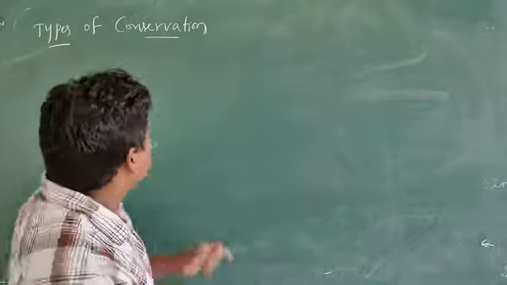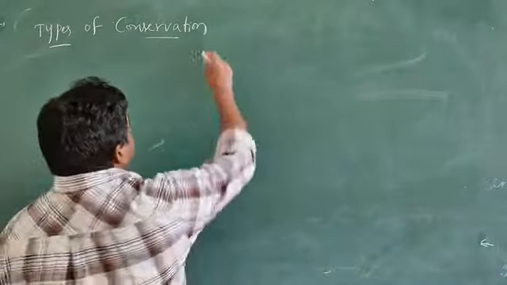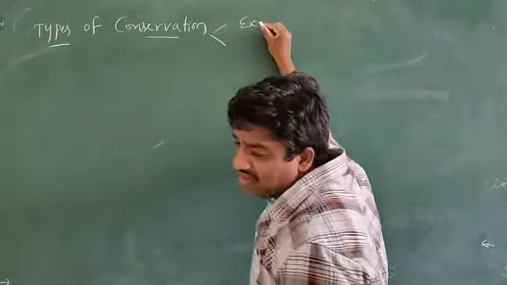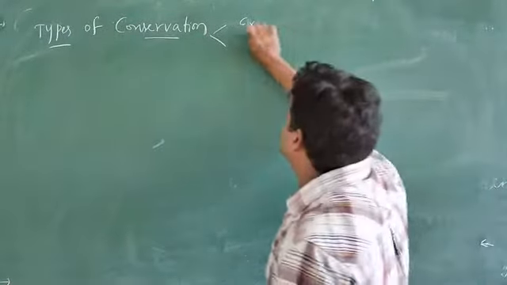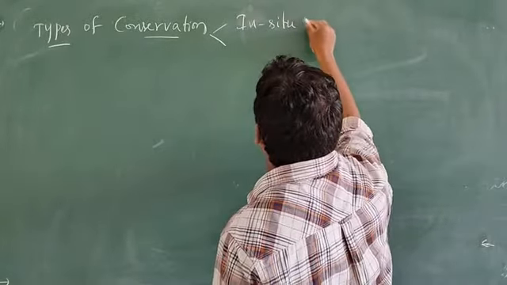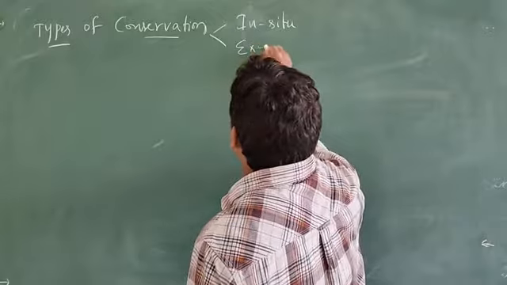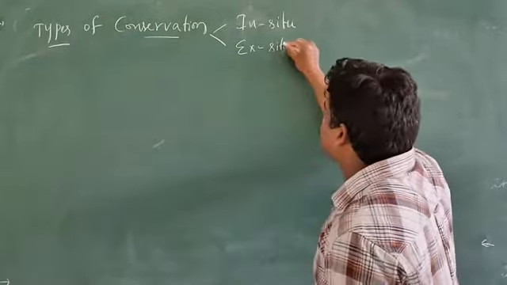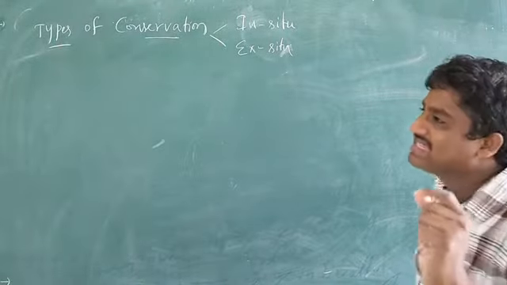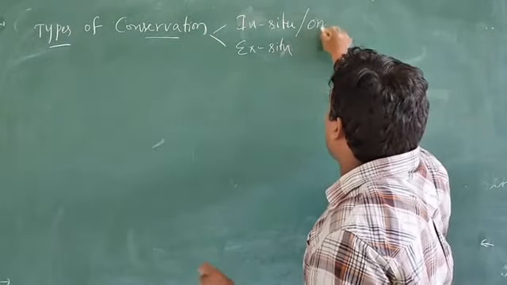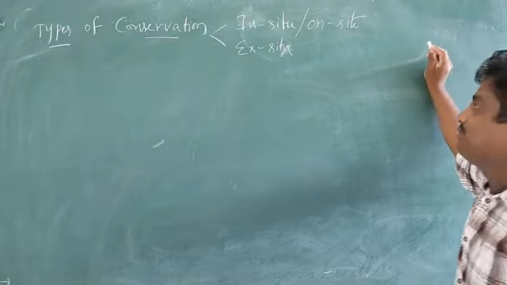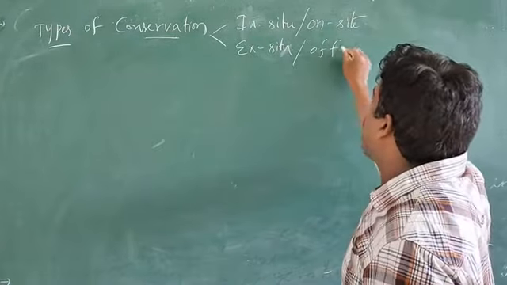There are two types of conservation. The first one is in situ conservation and the second is ex situ conservation. In situ means on-site conservation. Ex situ means off-site conservation.